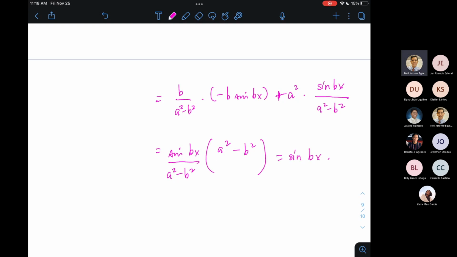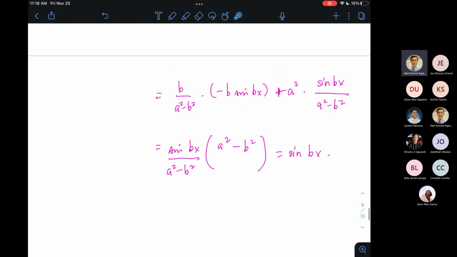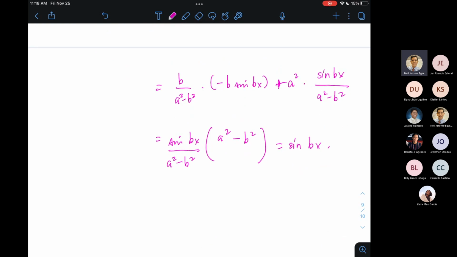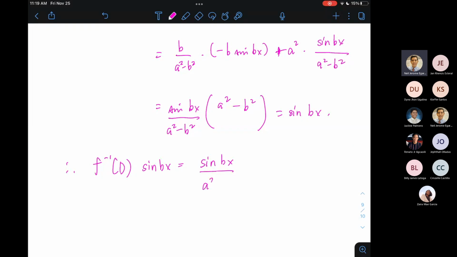So what this says is that when I apply f of D to sine bx over a squared minus b squared, I get sine bx. Therefore, f inverse of D applied to sine bx is equal to our ansatz from earlier, sine bx all over a squared minus b squared. End of proof. Okay? And I think you can prove the same thing for the cosine.